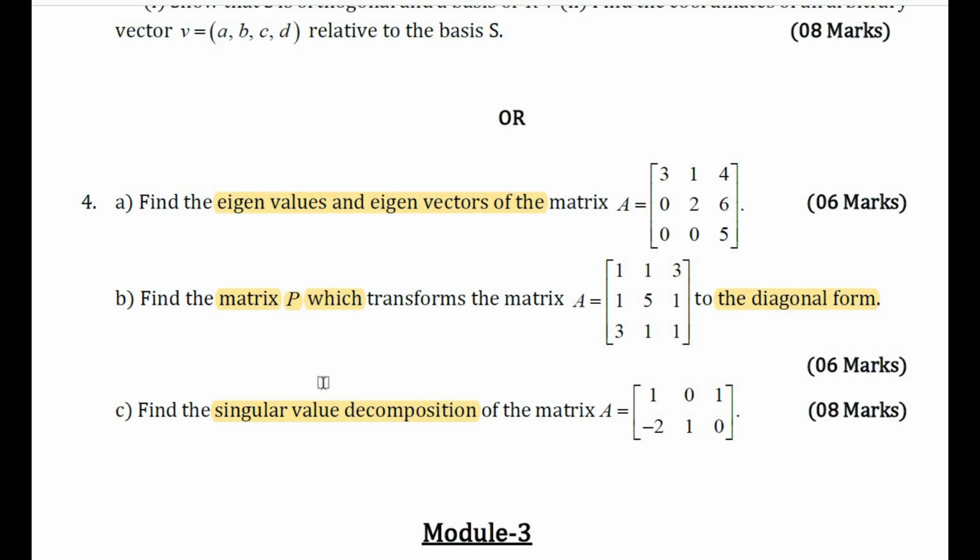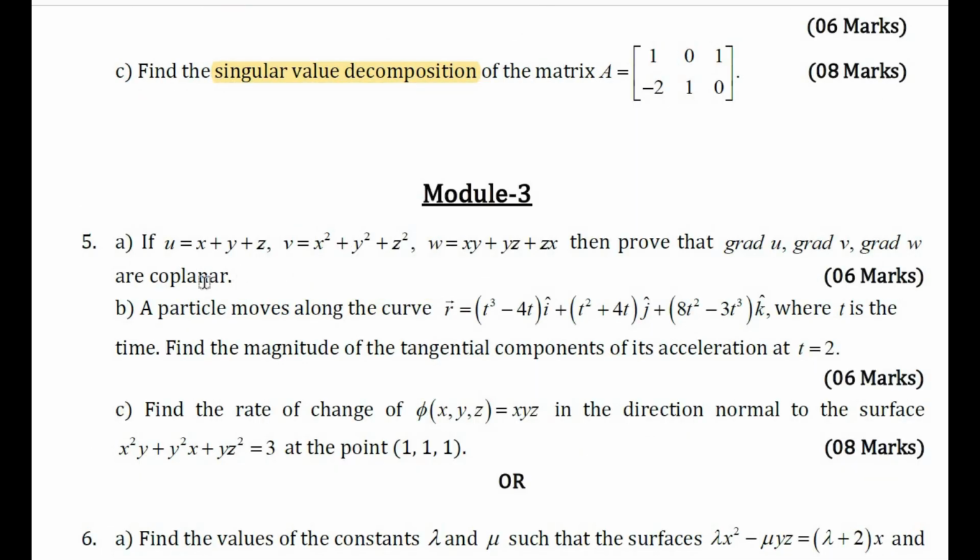As a teacher, I suggest you choose question number 4, since it is easy to answer. We have three standard problems there. One is on eigenvalues and eigenvectors, another is on diagonal form, and finally we have an SVD problem, called singular value decomposition. If you answer these three questions, you are going to score 20 out of 20. Moving on to module 3.